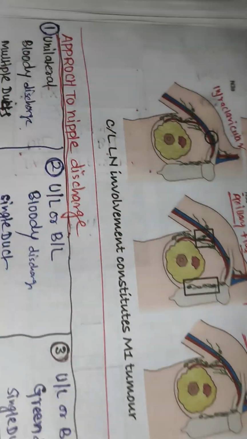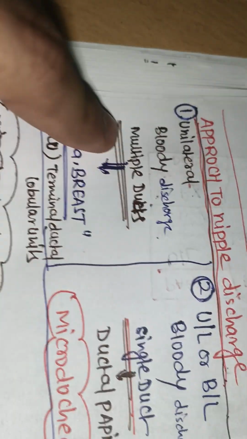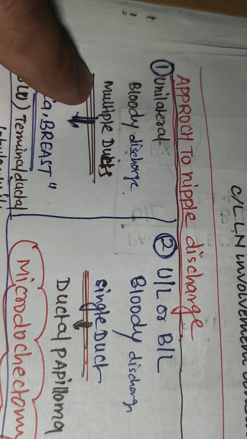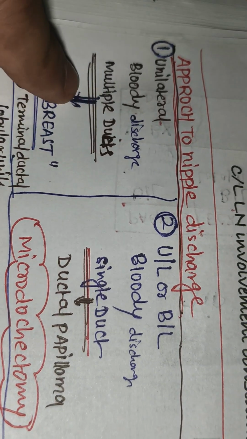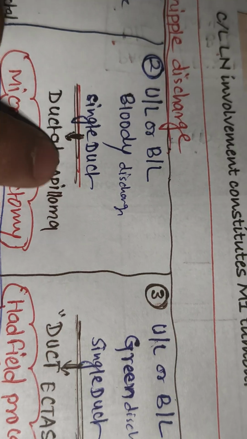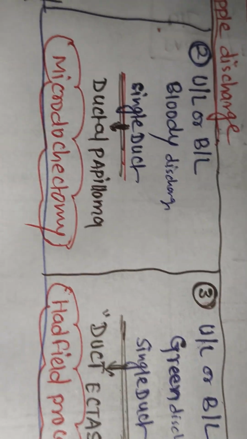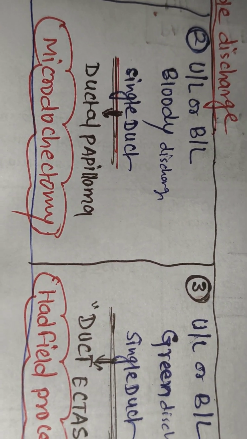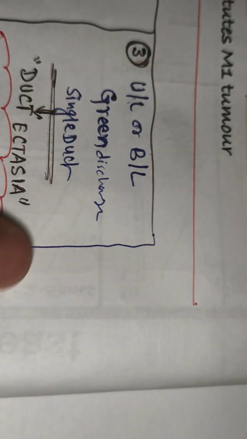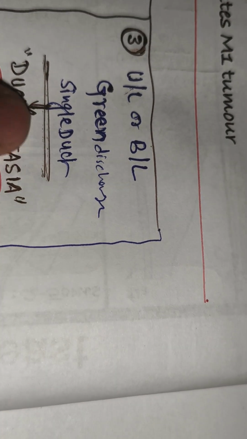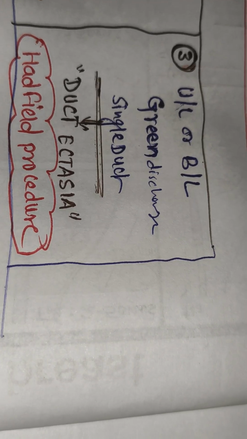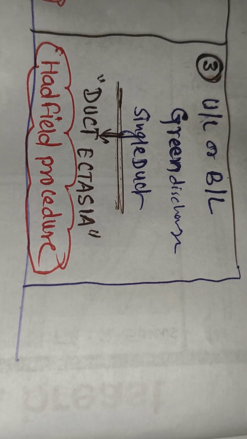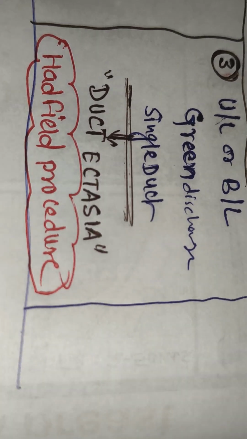Also, nipple discharge: unilateral bloody discharge from multiple ducts suggests carcinoma breast. Unilateral or bilateral bloody discharge from a single duct suggests papilloma, and we do microdochectomy. Unilateral or bilateral green discharge from a single duct suggests duct ectasia, and here we do Hadfield procedure.